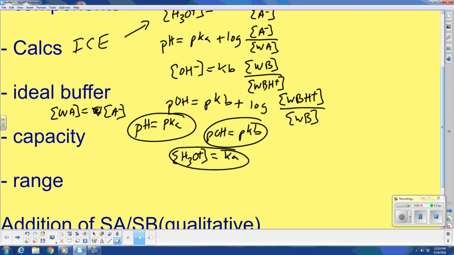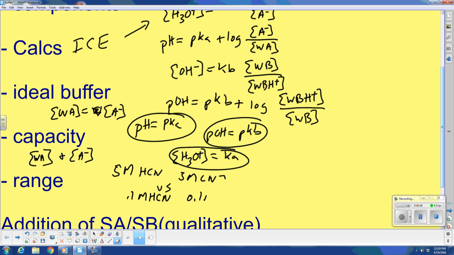Capacity. Capacity means how much acid or base can I add before I start having a drastic impact on my pH. And capacity is just based upon the concentration of your weak acid and the concentration of your conjugate base. If I have 5 molar HCN and 5 molar CN minus versus 0.1 molar HCN and 0.1 molar CN minus, this has a much greater capacity. It can handle the addition of much more strong acid and base.